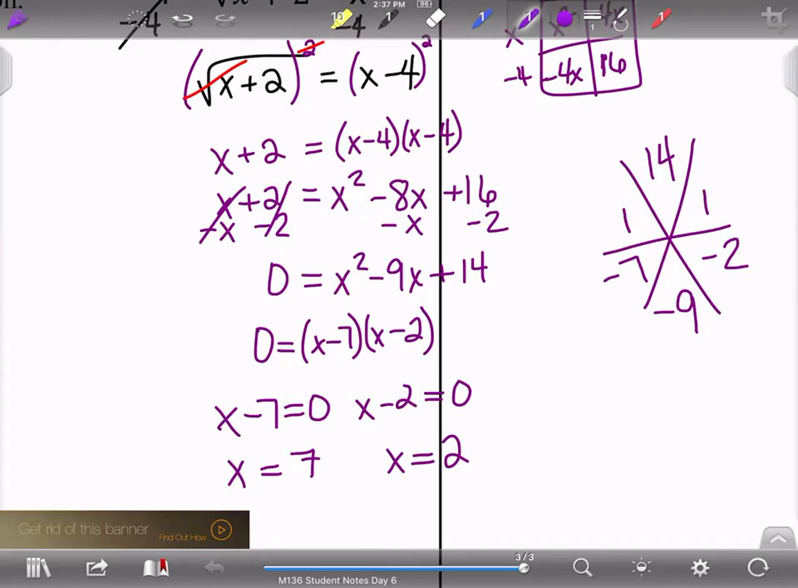So take a minute and go back and plug in 7 into the original and see if you get a true statement or a false statement. If you get a true statement, then 7 is a solution. If you get a false statement, then 7 is extraneous.